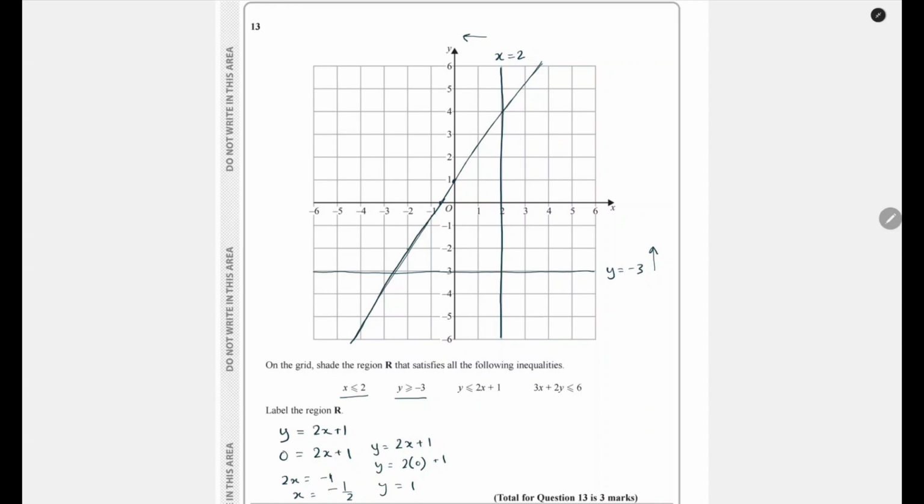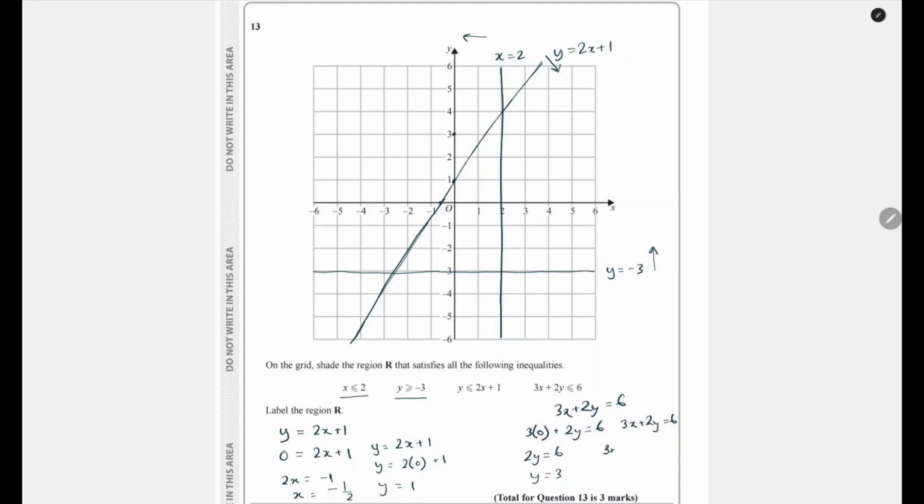And it's all values that are less than that, so it will be everything below that line. Y is equal to 2x plus 1. Let's do the same thing for 3x plus 2y. 3x plus 2y is equal to 6. Let x equal 0. That's 3 times 0 plus 2y is equal to 6, and therefore 2y is equal to 6. Y is equal to 3. So when x equals 0, y equals 3. And then letting y equal 0, we have 3x plus 2y is equal to 6.